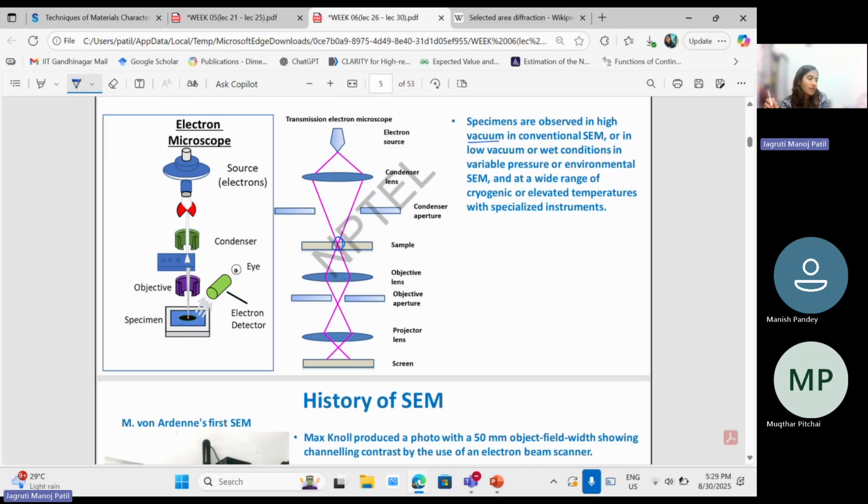Specimens in SEM are kept at very high vacuum. When I say high vacuum, it's like 10 raised to negative 7 pascals or negative 5 pascals, or in a very low vacuum also. So these conditions might vary, and the field of SEM is very diverse. You can use it for n number of applications, whereas for TEM it's very limited.